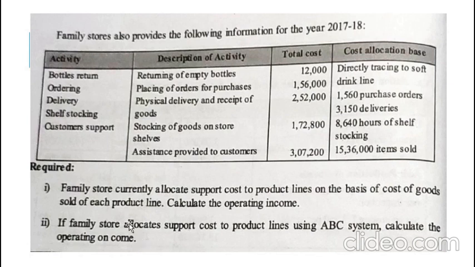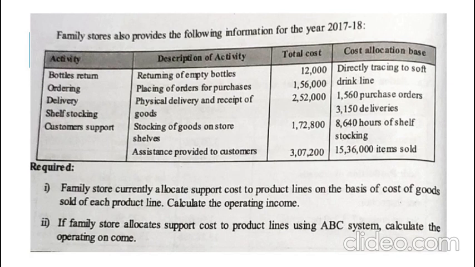Next, they have asked us to calculate using the ABC system and find the operating income. As we know, to calculate ABC, the total cost of a particular activity divided by the cost driver of that activity gives us the cost per unit of that activity. Then this rate is multiplied with the number of activities performed by each product. This is how we are going to calculate. Let us get into the first calculation, where on the basis of cost of goods sold, we distribute the total support cost and find our operating income.